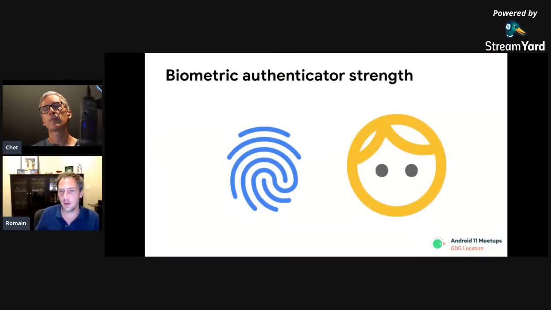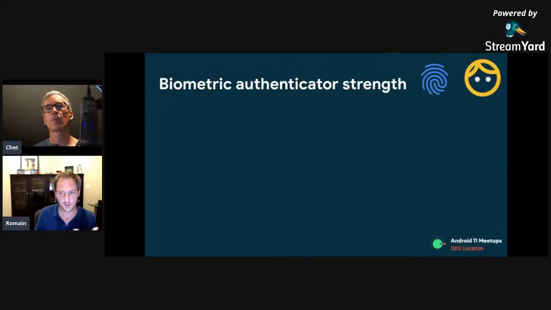Then we have a new feature, the biometric authenticator strength. Different devices have different biometric identification systems. There's 2D face unlock, there's 3D face unlock, there's fingerprints. I think there's eye scanners, and I'm sure there will be more things later on.